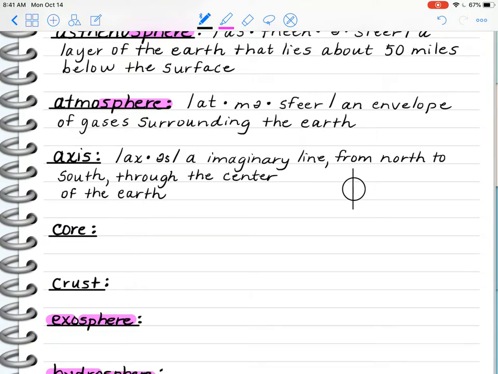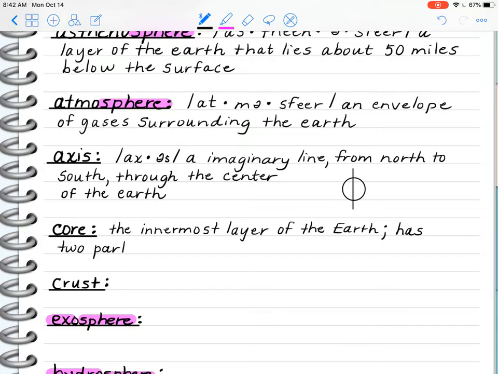The core is the innermost, so the inside, the innermost layer of the Earth. And you need to know that the core has two parts. The inner core and the outer core. And when we do our diagram of the Earth, we will look at both of those.